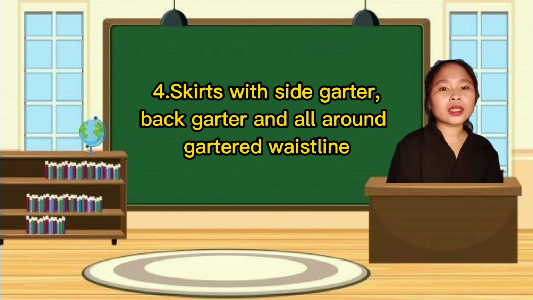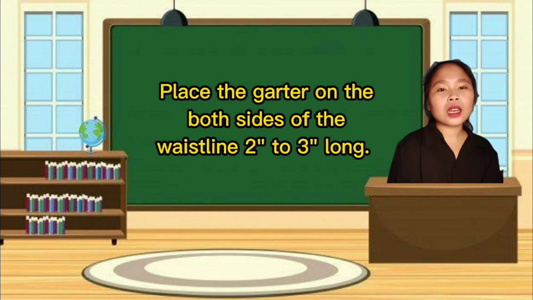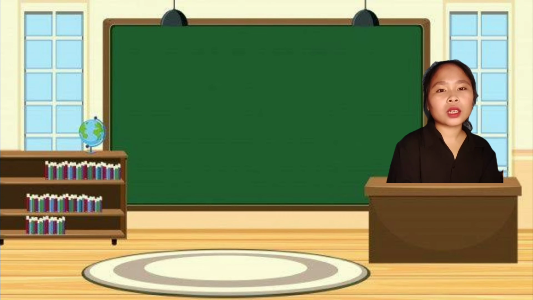Skirts with side garter, back garter, and all-around garter waistline. This could be made with or without waistband. Place the garter on both sides of the waistline, 2 to 3 inches long. As for the back garter and all-around garter, the waist measurement should have a 3-inch allowance for the expansion of the garter. Example.